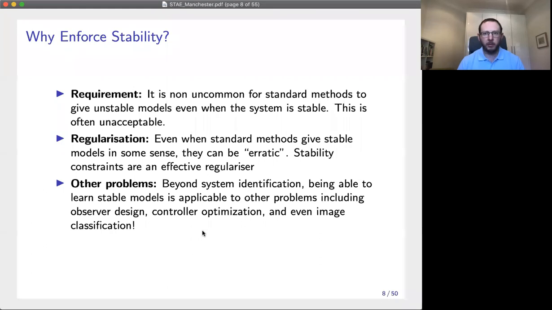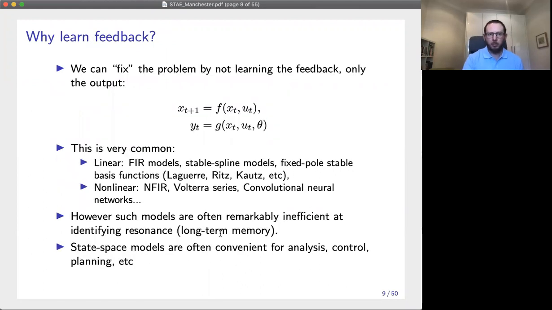And as we might see if we get time, we can even apply this kind of thing to traditional machine learning problems such as image classification, in which stability and robustness turn out to be useful concepts. Okay, so that's on why to enforce stability. But why do we even learn the feedback model?